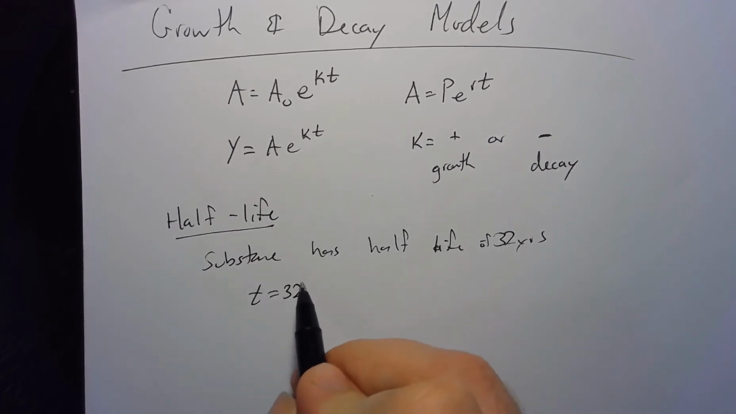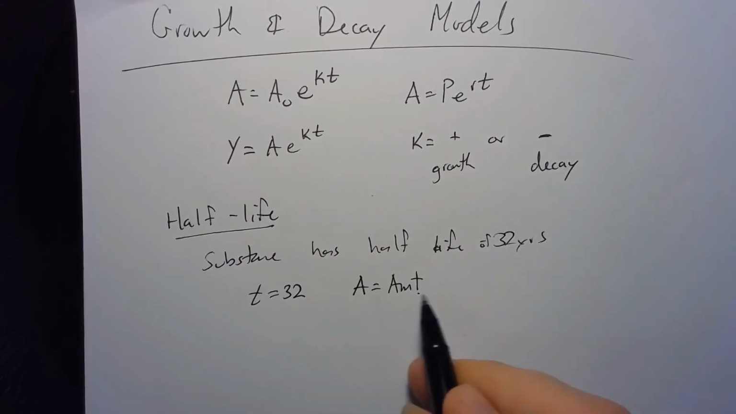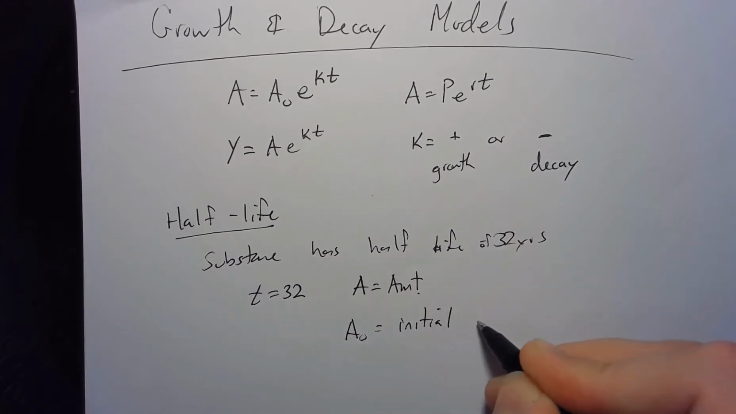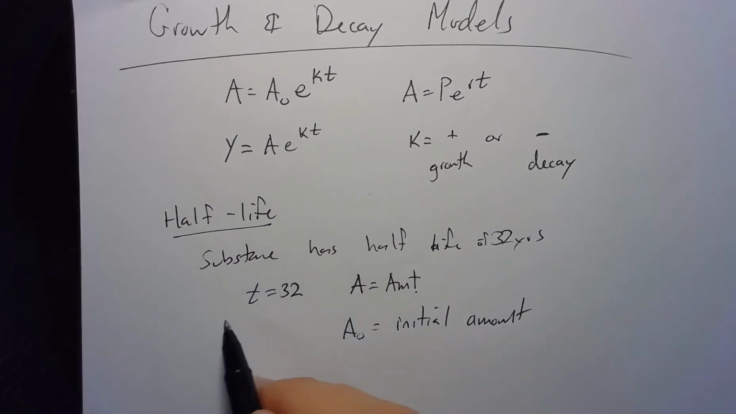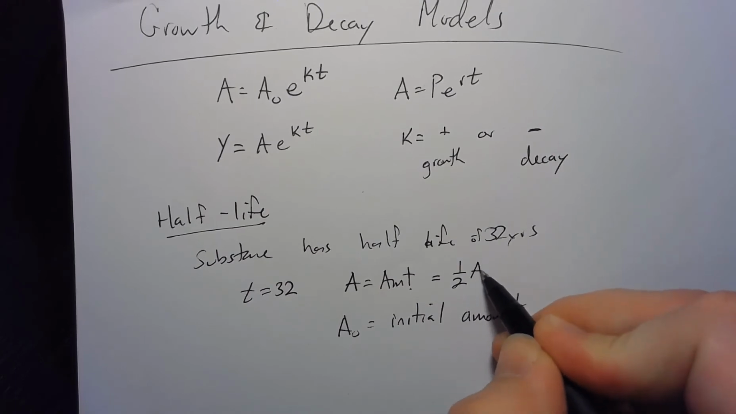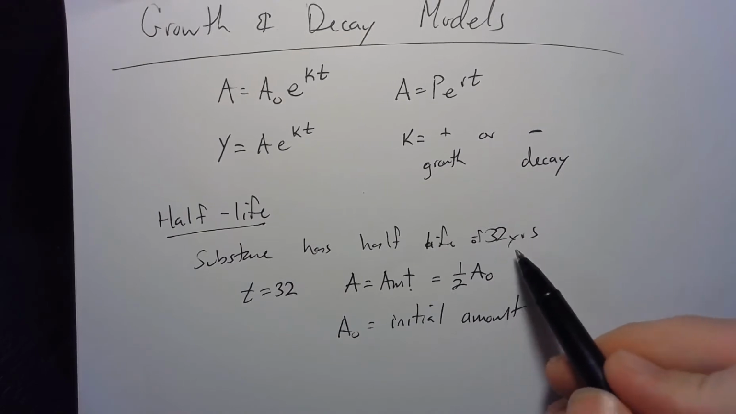But keep in mind that A equals a certain amount, that's the amount we have. A naught is equal to the initial amount, and again we generally refer to this as a sub 0 or a naught. If a naught is the initial amount, then the amount after 32 years should be equal to 1/2 of the initial amount we had. Again, the half-life refers to how much material is left. Half of that material is going to be left after this amount of time.